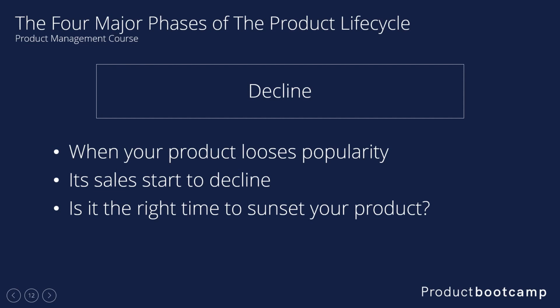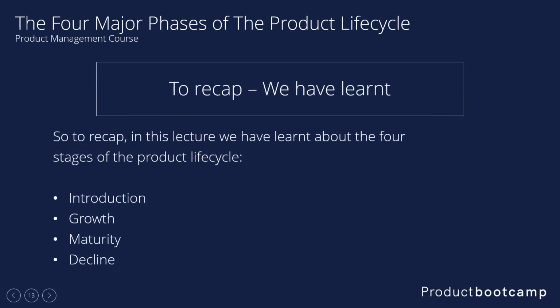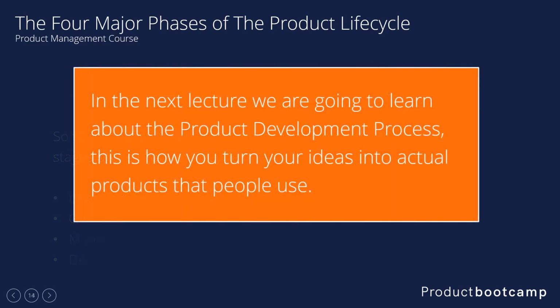So, to recap, in this lecture, we've learned about the four stages of the product lifecycle: introduction, growth, maturity, and decline. In the next lecture, we're going to learn about the product development process. This is how you turn your ideas into actual products that people use. The product development process is essential in your role as a product manager.